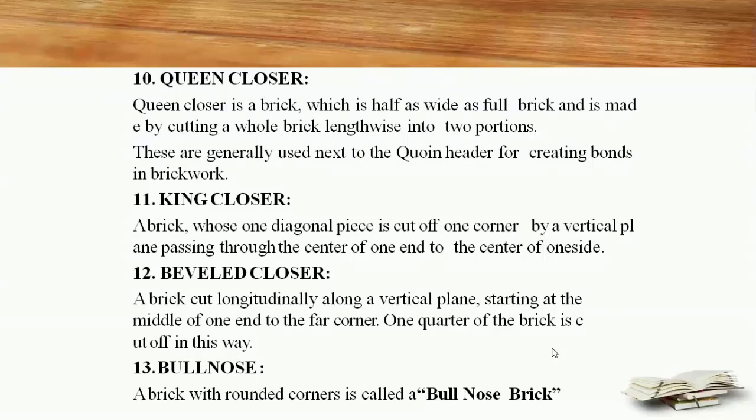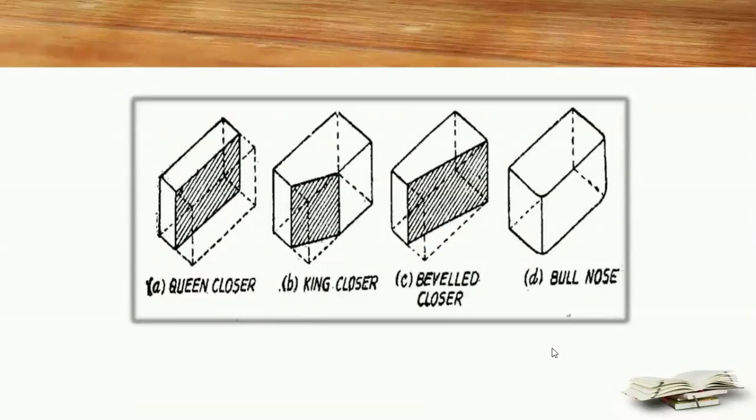Next is the beveled closer. This is obtained by cutting a triangular portion of half the width but of the full length. This is known as the beveled closer. Next is the bullnose. A brick with a rounded corner is called a bullnose brick. These are the figures of a queen closer, king closer, beveled closer and bullnose.